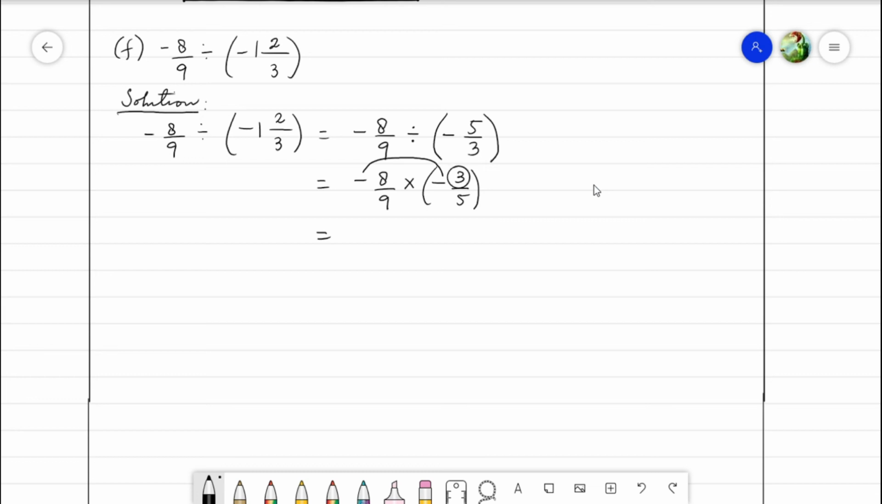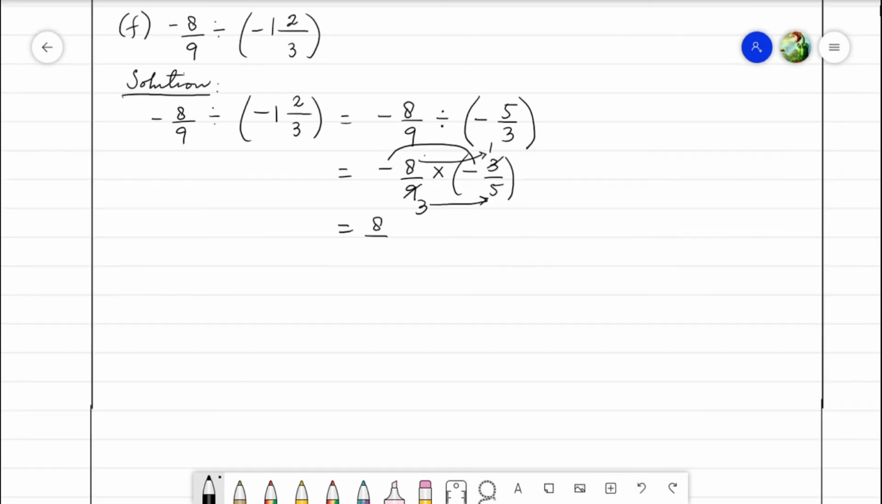Now I will check this 3 with 9, which is in the denominator. Is there any common factor? Yes, there is a common factor 3 between them. 3 ones are 3, 3 threes are 9. Okay, now there is no common factor between numerators and denominators. So I will multiply 8 by 1 and 3 by 5 to get our answer. 8 upon 15. This is a proper fraction, so no need to change it into a mixed number. Now I will write my answer. I will put it inside a box.